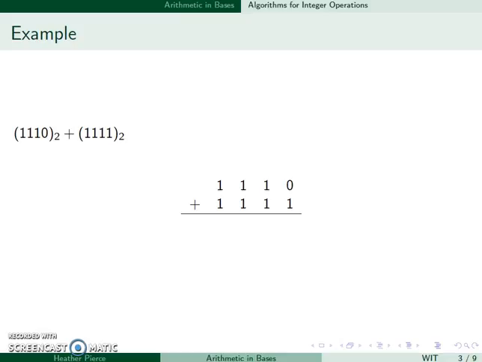So I start by lining these up, and we start with our rightmost digit. 0 plus 1 is 1. So 1 divided by 2 is 0 with a remainder of 1. My next column, 1 plus 1 is 2. 2 divided by 2 is 1 with a remainder of 0. So I write down the remainder, and I carry the quotient. 1 plus 1 plus 1 is 3, divided by 2 has a quotient of 1 and a remainder of 1. And the same thing here, 1 plus 1 plus 1 is 3, which has a quotient of 1 and a remainder of 1. And then I can bring that last one down.